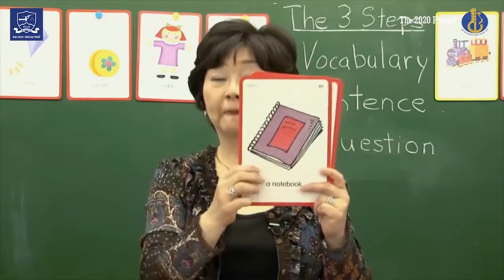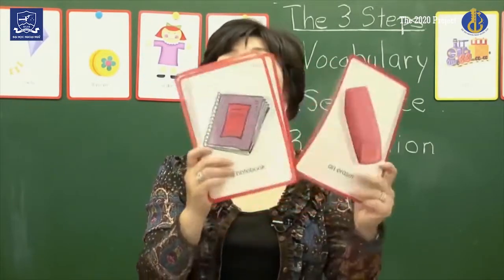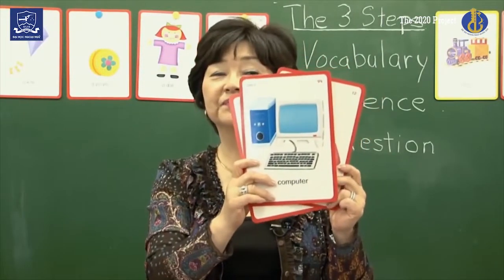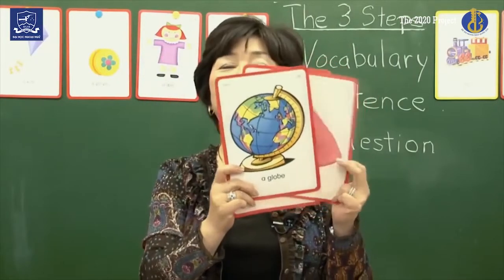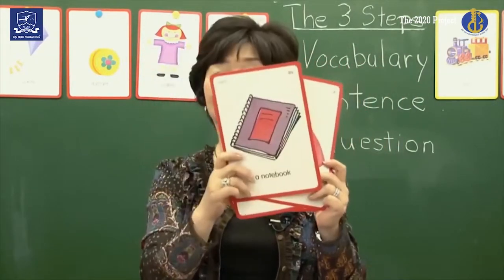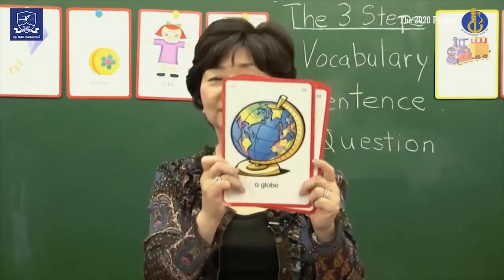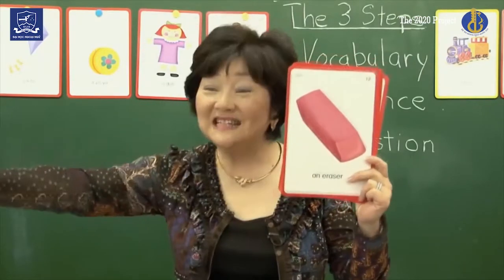What's this? Can you make a sentence? It's a notebook. It's an eraser. It's a computer. It's a globe. It is a notebook. It's an eraser.